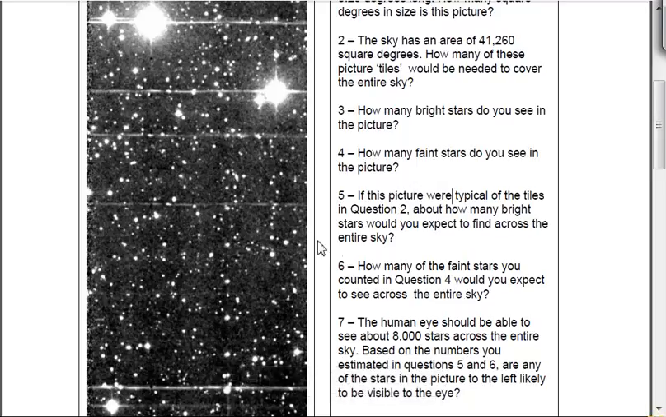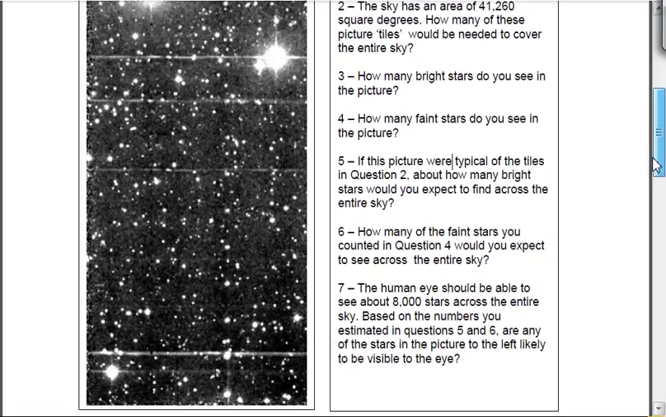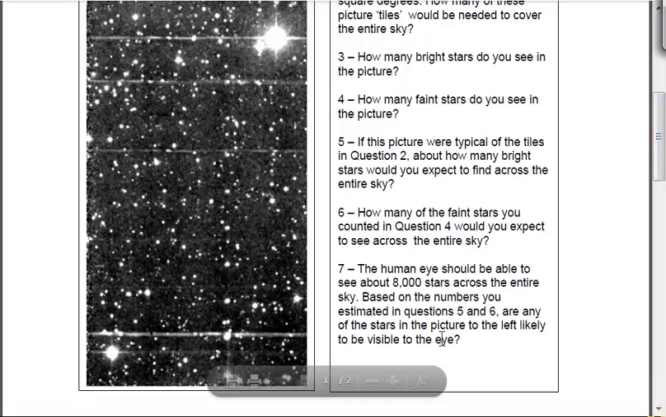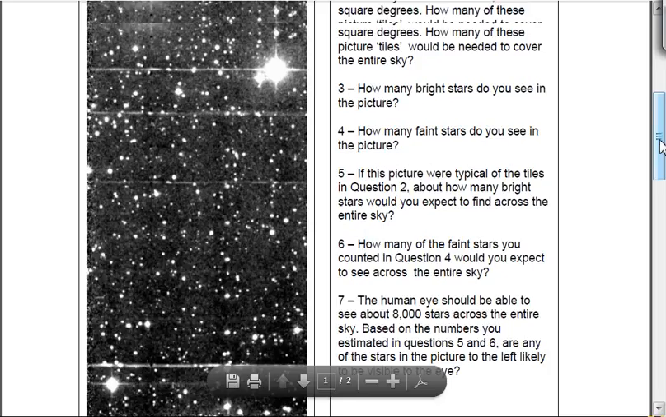How many faint stars do you see? Well, you take the number of faint stars that you counted and multiply that by the answer to question 2, and you'll get that answer. And then this one's more of a thought question for you. So I hope with those hints, it really helps you out with that stuff.